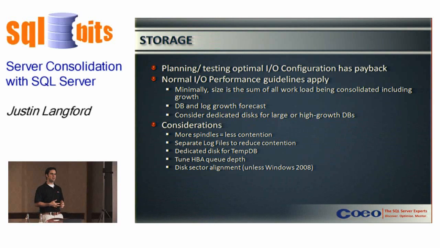The HBA queue depth: the HBA is the host bus adapter, basically the network card for the SAN, and one of the parameters in the drivers for this is the queue depth. We can increase the throughput to the storage by increasing the queue depth on the HBA, and that's definitely something that's worth testing.